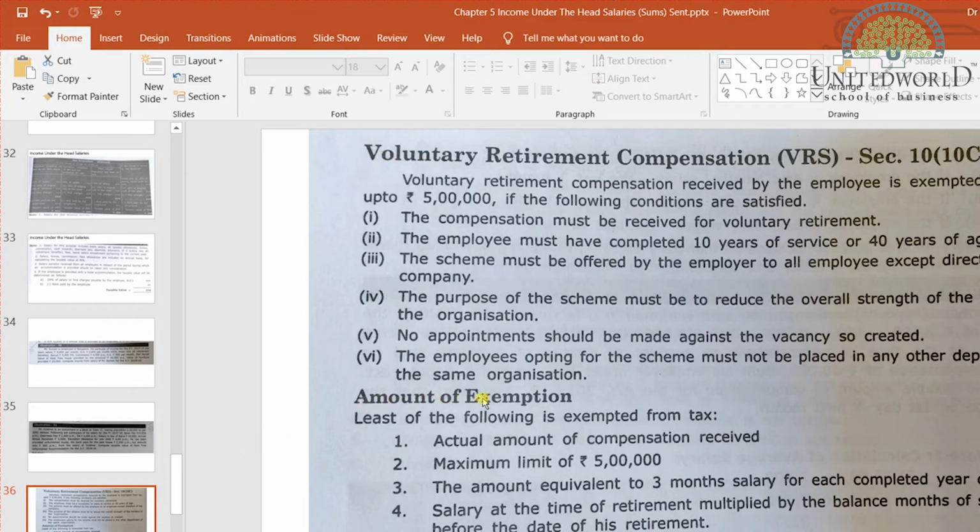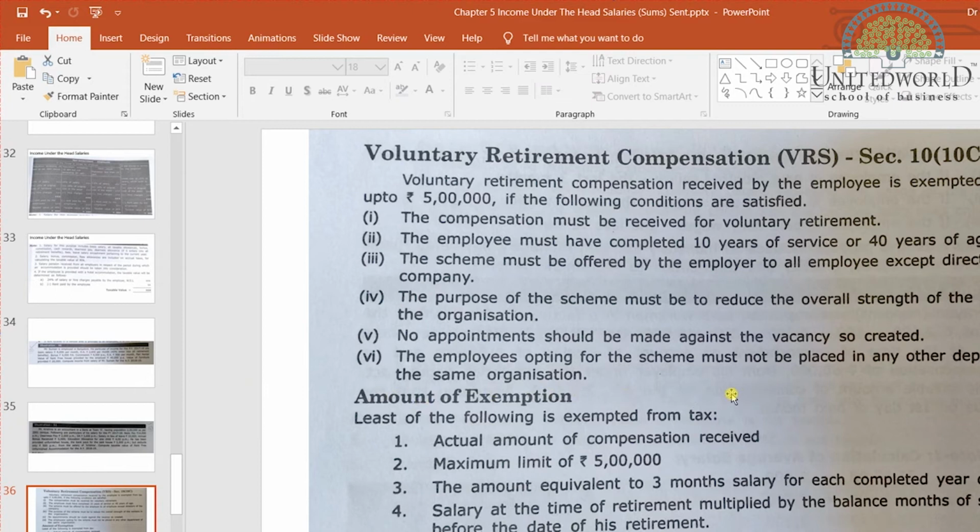Third, that is the amount equivalent to 3 months of salary for each completed year of service. So what does this mean? Suppose I have worked in the organization for 15 years and 7 months. So completed years are 15 years, and the company has given me VRS. So when I am calculating the exempt amount, the number of years under this third point is the amount equivalent to 3 months of salary for each completed year.